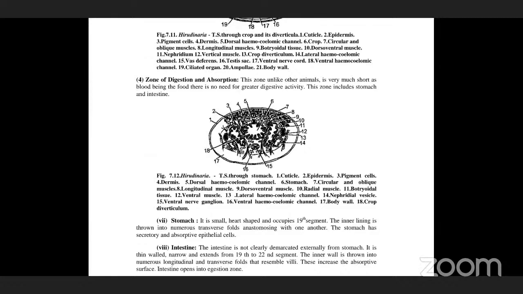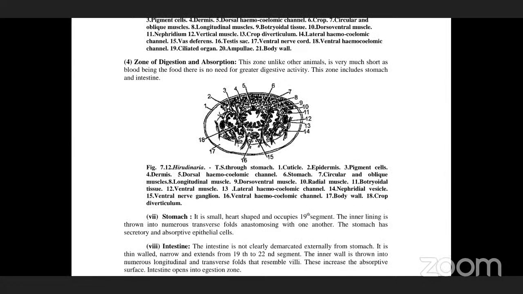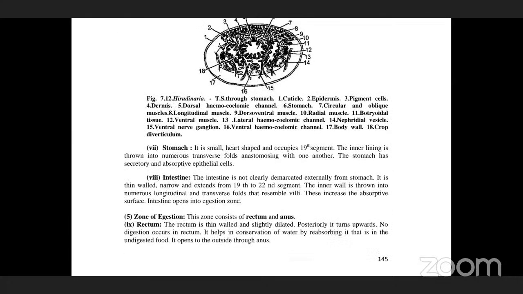Then the zone of digestion and absorption. Like other animals, the blood is a food. It doesn't require any digestive activity, but it includes stomach and intestine. So stomach is present, which is a heart-shaped structure at the 19th segment, and the inner lining is thrown into the transverse fold.